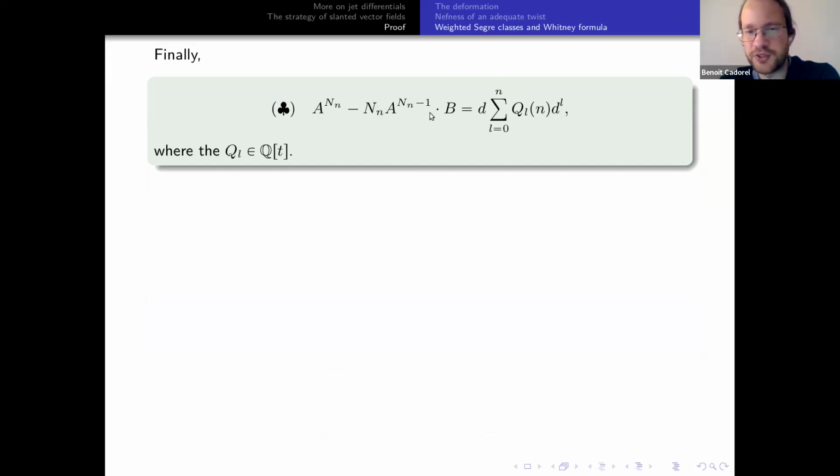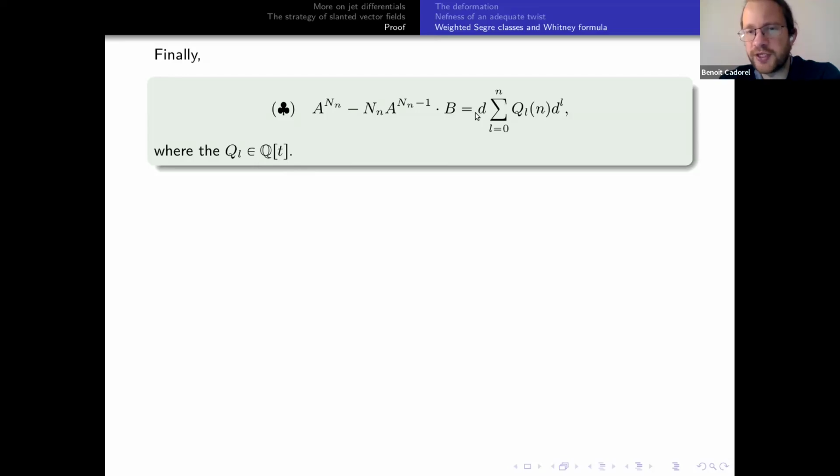It's very doable. You just have to express every Segre class in your formula in terms of n and d. And you get this polynomial. So it's a polynomial in d with coefficients that are rational functions, rather than polynomials, in n.